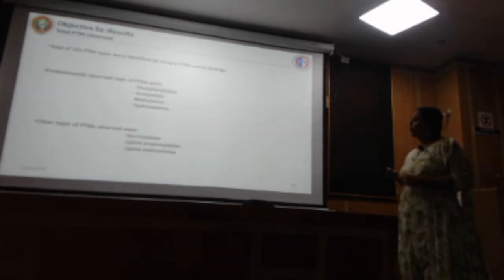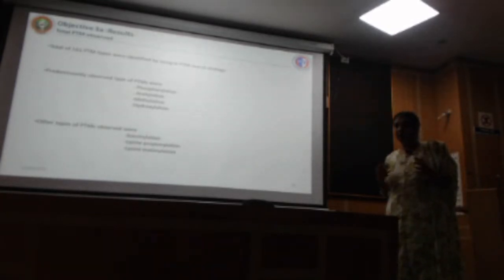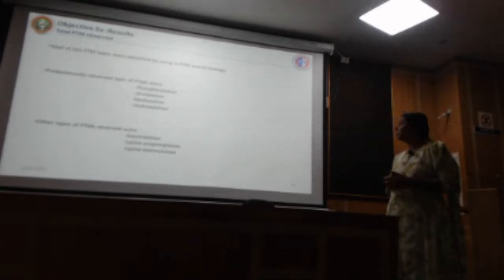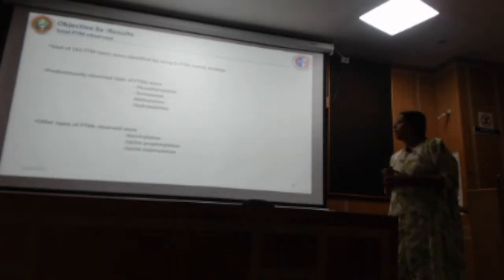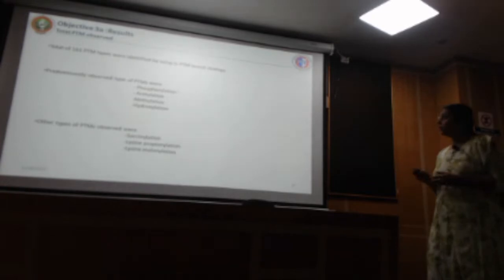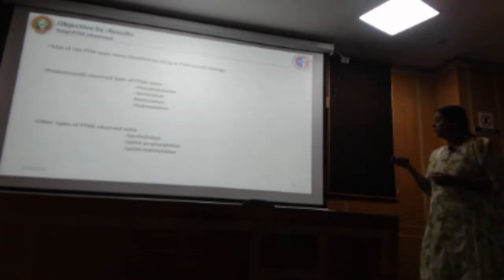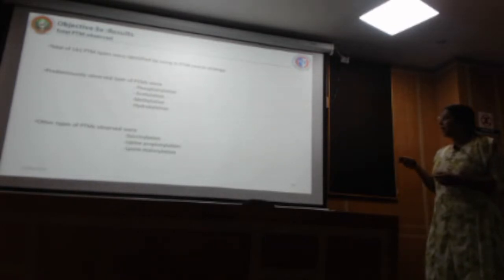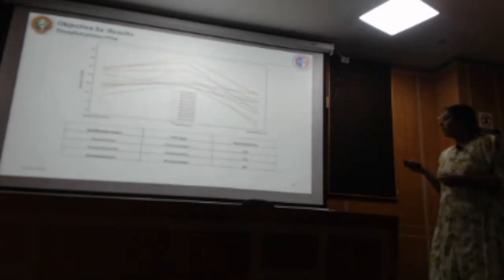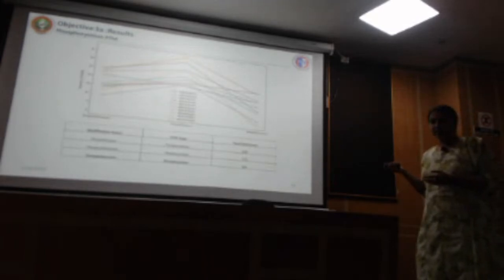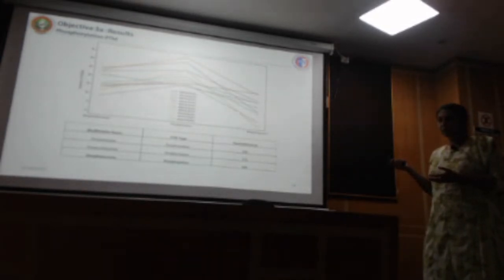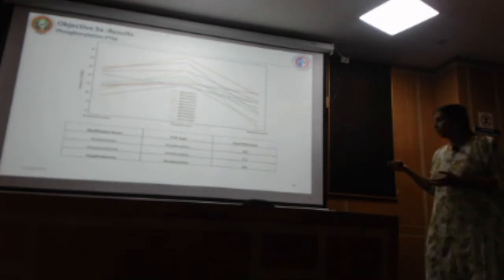There were a total of 161 different types of PTMs identified using the GPTM search strategy, and predominantly observed were phosphorylation, acetylation, methylation, and hydroxylation. And these were the other types of PTMs that were observed. In phosphorylation, we had kinase-related phosphorylation, which plays a major role, especially in cancer progression. There was another type, tyrosine phosphorylation, which was also seen, and these were the placement counts.